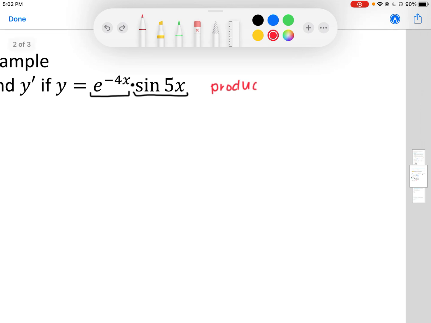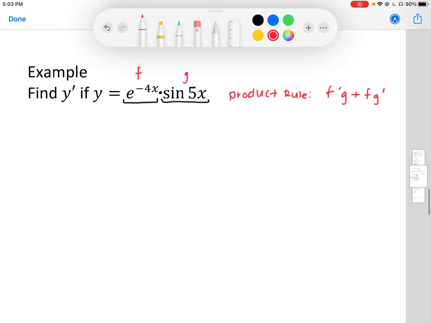Product rule. And just a brief reminder, your product rule is if you label the first one f and the second one g, it's f prime times g plus f times g prime. Okay, let's go ahead and set it up. Now I'm going to set it up without actually finding the derivative. I'm just going to write prime and take the derivative in the next step.